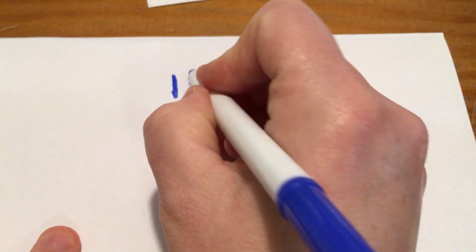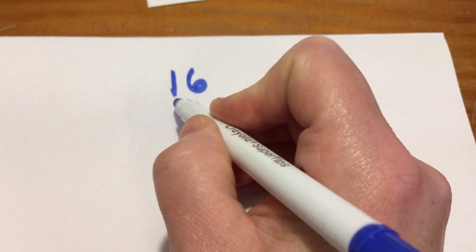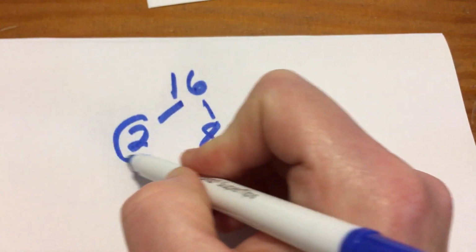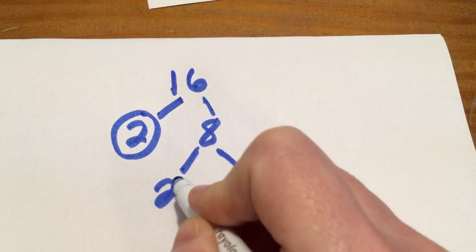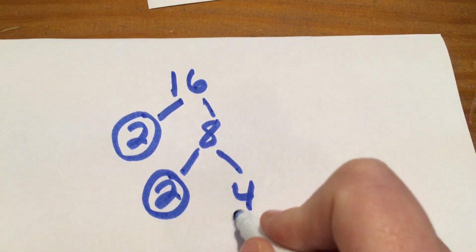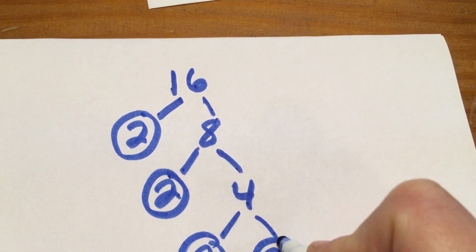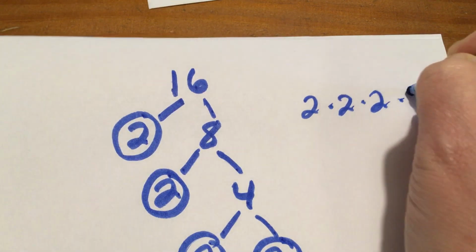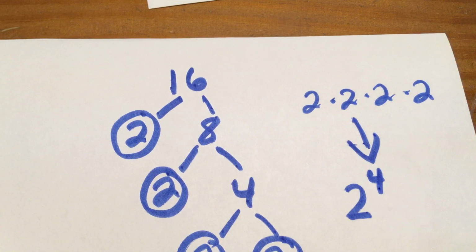Let's do another one of those examples. If I have 16, let's do the factor tree of 16. Remember, we want to break it into its primes. So 2 times 8 is 16. 2 is a prime. 2 times 4 is 8. 2 is a prime. 2 times 2 is 4. 2 is a prime. So instead of writing it 2 times 2 times 2 times 2, the shorter version would be 2 to the 4th power.